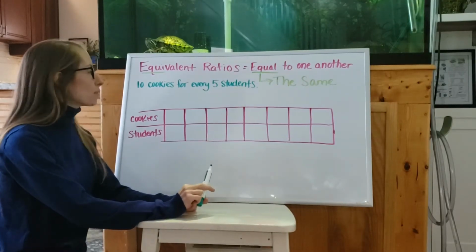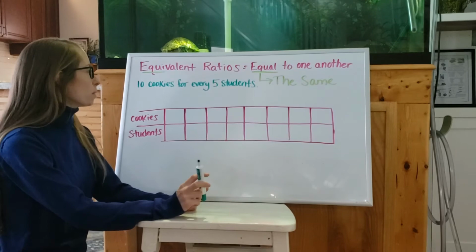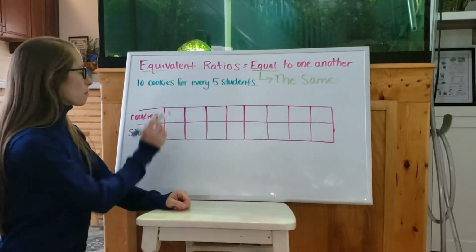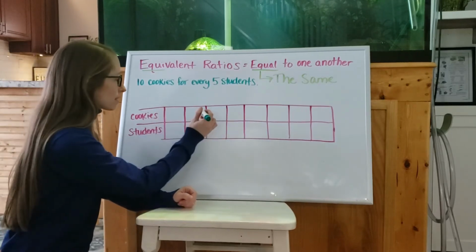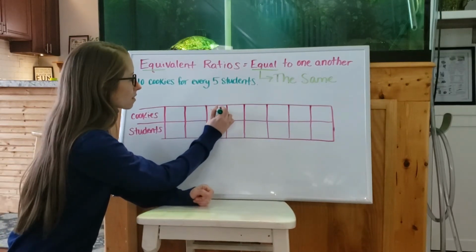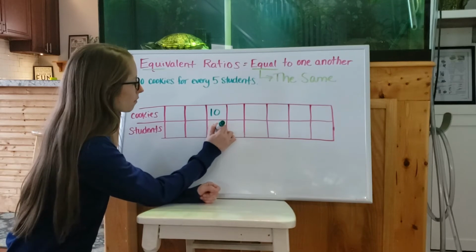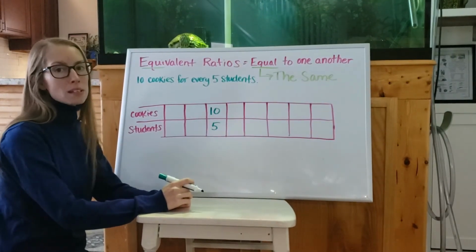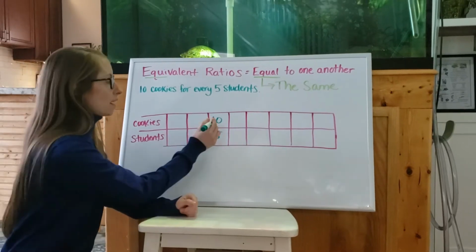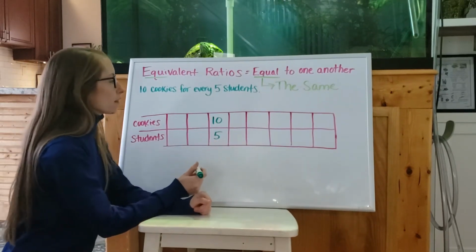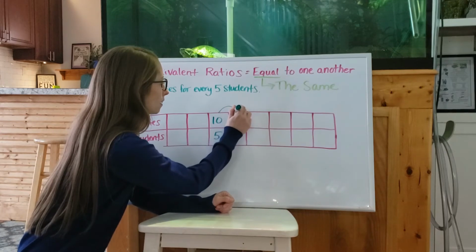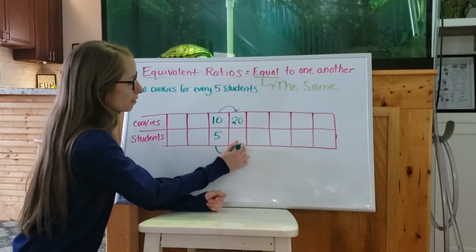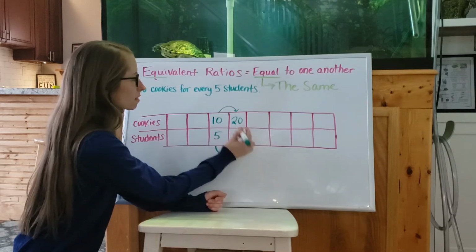Another way to find equivalent ratios is to use a ratio table. If I have 10 cookies for every 5 students, I can put that information into a table by putting a 10 for cookies and a 5 for students. The easiest way to complete this table is to use repeated addition. If I have 10 cookies for 5 students, then I can add 10 and get 20 cookies and add the 5 for 10 students.